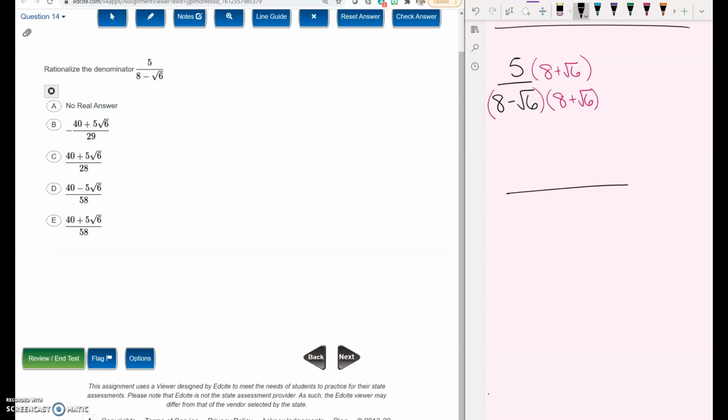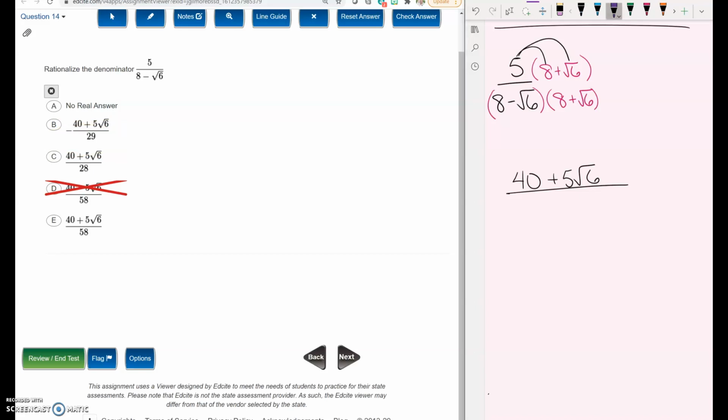On the top, we simply distribute. 5 times 8 is 40. 5 times the square root of 6 is 5 times the square root of 6. And you might notice that some of these answer choices have that as the answer. That tells you that there's not going to be a ton of simplification. So I now know that if it says 40 minus 5 times the square root of 6, that is not going to be the right answer.